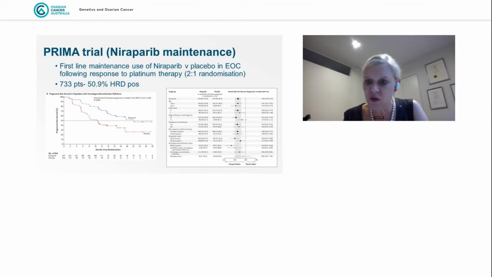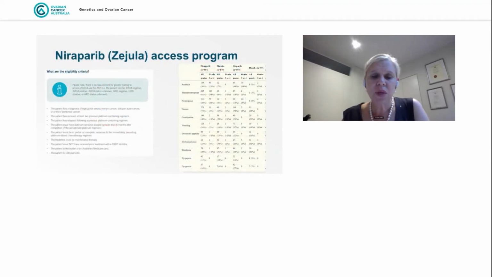If you cross the line, then it's not really a statistically significant finding, but you can see that the homologous recombination proficient tumour group, albeit a small group, still received a benefit from niraparib maintenance therapy. So currently, we know that women can receive niraparib access via an access program, but it's not all women with high-grade epithelial ovarian cancer, and that reflects the women who were recruited onto the PRIMA study.